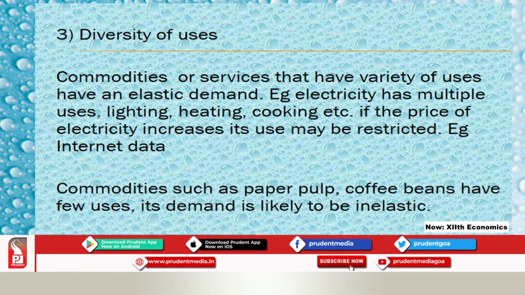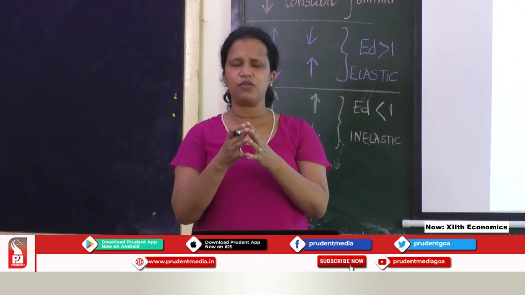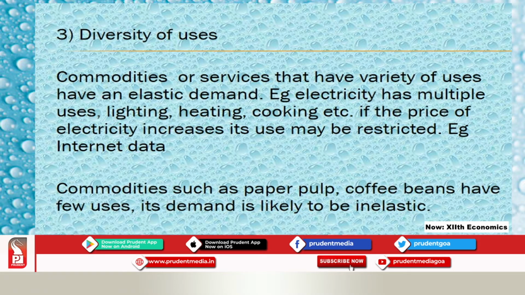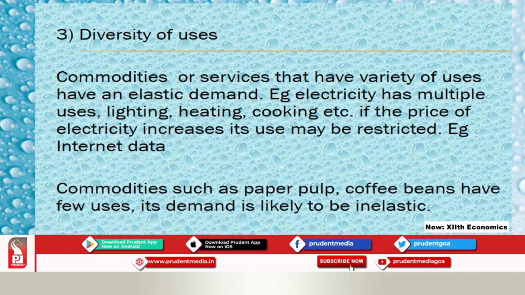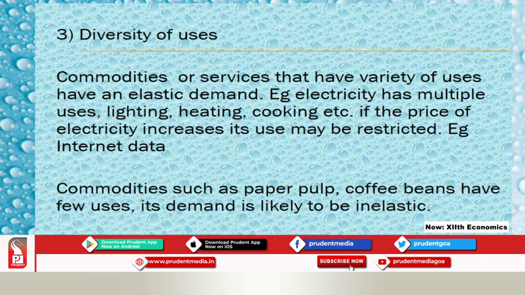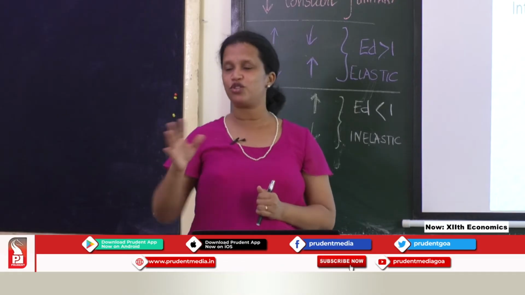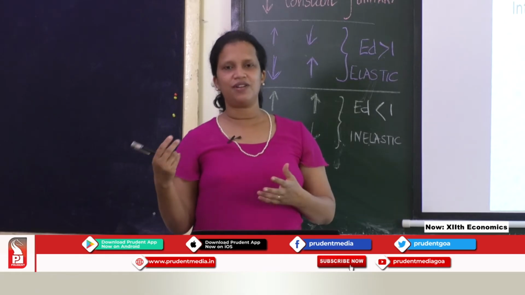The next is diversity of uses. This factor talks about commodities which can be put to a variety of uses, while some commodities have limited use. What is the case of commodities which have multiple uses? For example, electricity. Such commodities have an elastic demand. The moment you notice a price rise, you will try to limit your energy consumption at home. Suppose tomorrow your electricity bill has gone up. Your parents, I am sure, tell you, don't waste electricity, put off the lights, put off the fan, don't keep any device running.